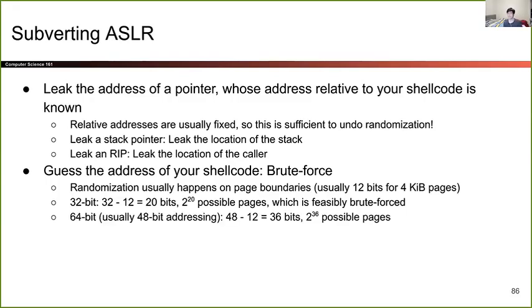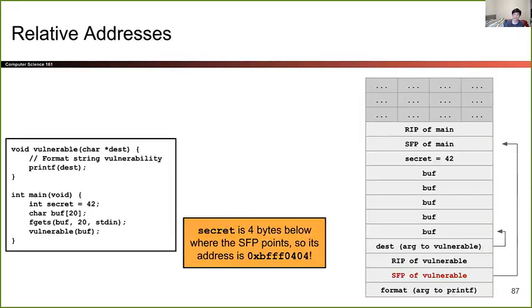For 64-bit addressing, it's a little bit better. Again, usually we're going to be dealing with smaller actual addresses. So 48 bits minus 12, because the last 12 bits are always the same. Then we have 36 bits, which is 2 to the 36, which is a little bit better. So I guess the common theme here is we can always solve things through brute force, but we can't always solve them efficiently.